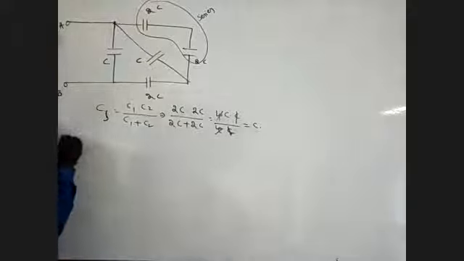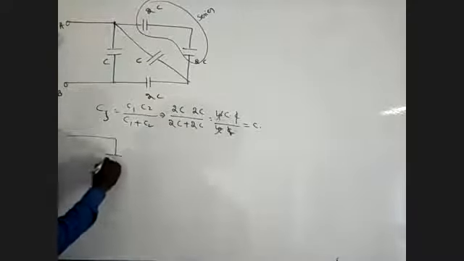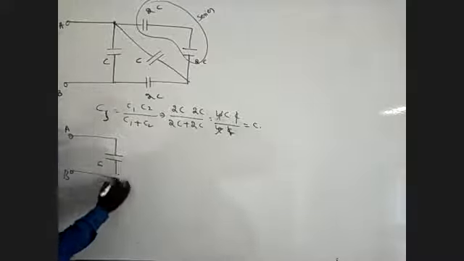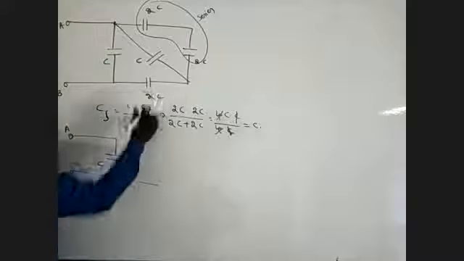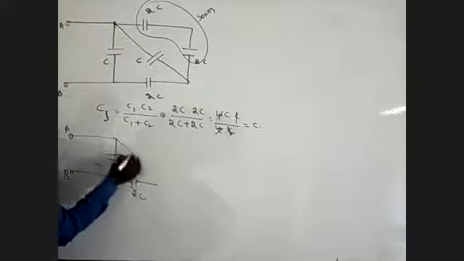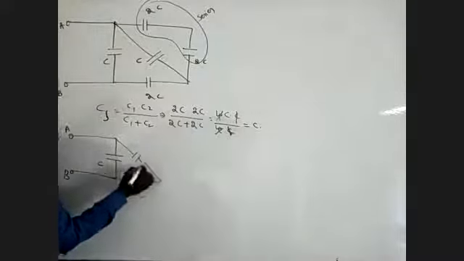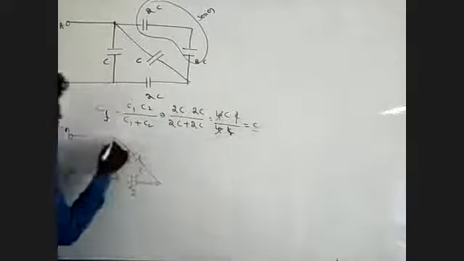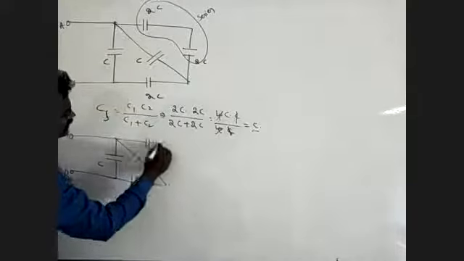The series connection gives C. This is the A terminal, this is a C capacitor, this is the B point, capacitor is C. This capacitor is 2C, and this capacitor value is C. These two capacitors are connected in series, and that value is C. I'm checking like this.